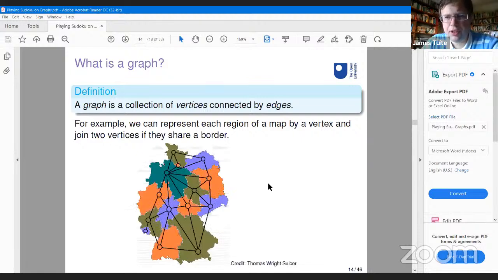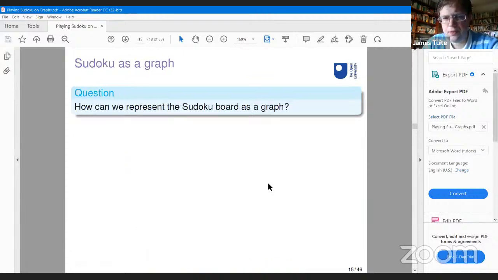So these are the counties in Germany. We can represent each county by a vertex and join two vertices by an edge if the countries have borders. So how can we represent Sudoku by a graph?